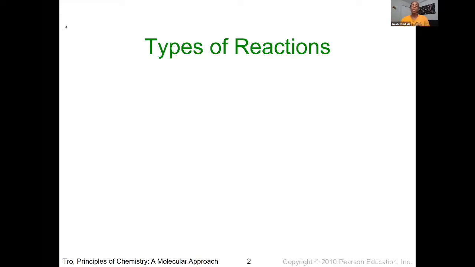You want to make sure that you can identify these things and think about how you would go about first predicting products if you were to see these patterns occur, and then also ensuring that you could balance your equation. So the first type of reaction that we're going to talk about is called a synthesis reaction. Synthesis reactions are those reactions that start with two individual things, likely an element, and then they come together to form one thing, a compound.